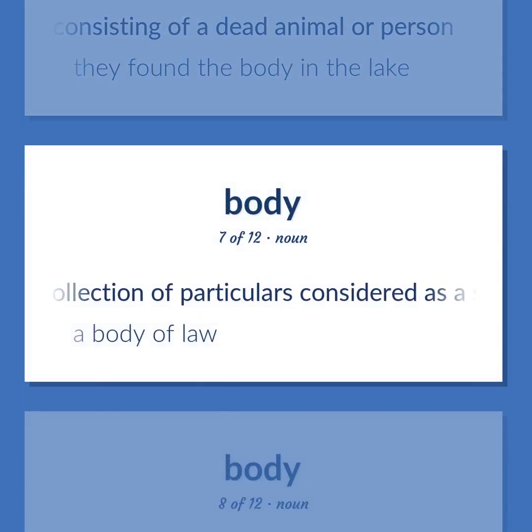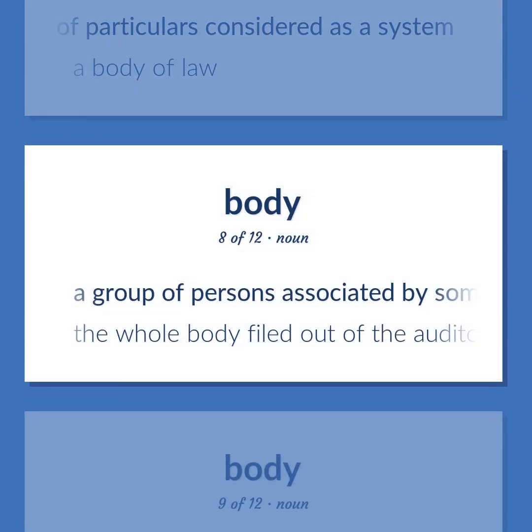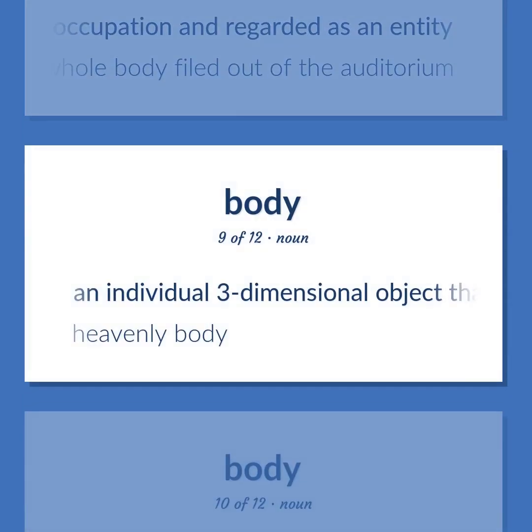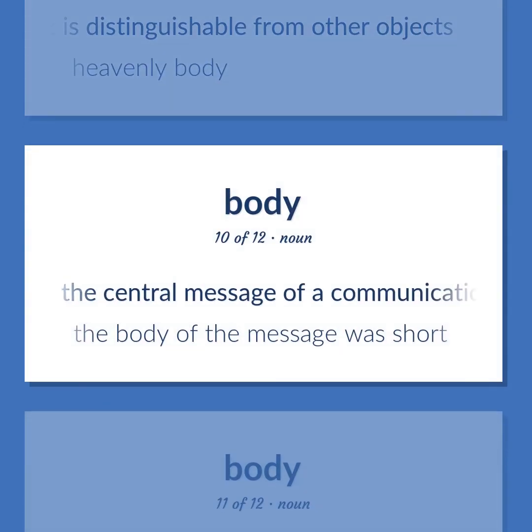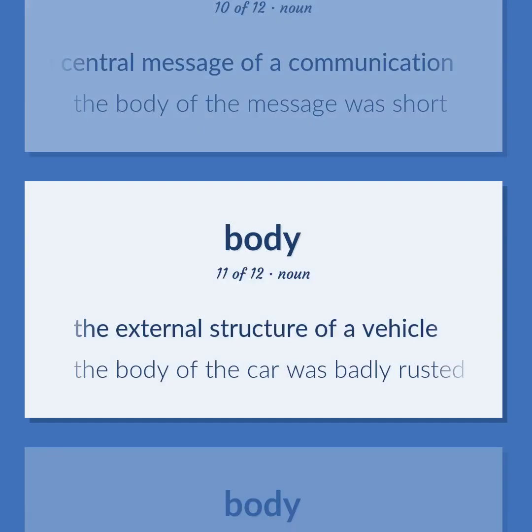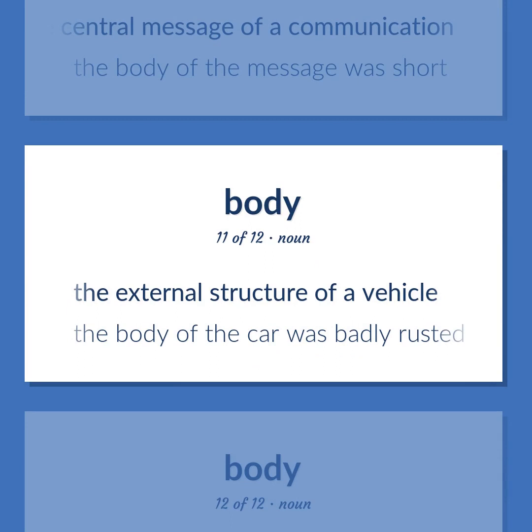A collection of particulars considered as a system. A body of law. A group of persons associated by some common tie or occupation and regarded as an entity. The whole body filed out of the auditorium. An individual three-dimensional object that has mass and that is distinguishable from other objects. Heavenly body. The central message of a communication. The body of the message was short. The external structure of a vehicle. The body of the car was badly rusted.